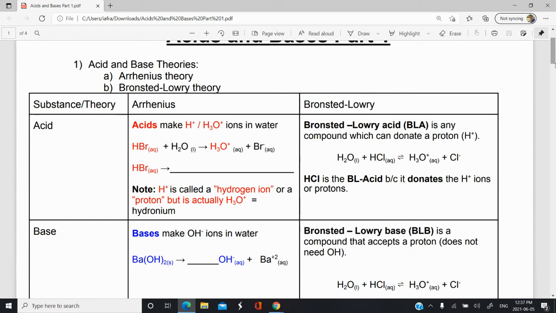We saw, to explain acids and bases, that there are two main theories. The one you're most familiar with is probably the Arrhenius theory, which is what you would have learned in grade 10. And then afterwards, we saw the Bronsted-Lowry theory. In this table, we compare the Arrhenius and Bronsted-Lowry theory side by side.